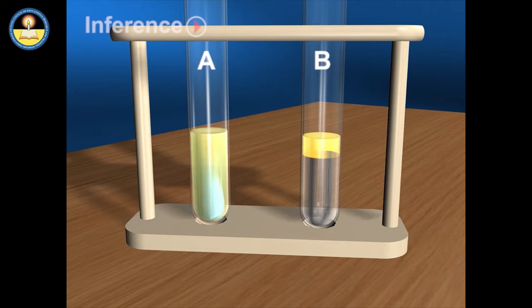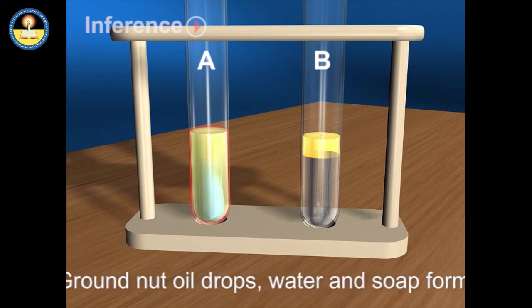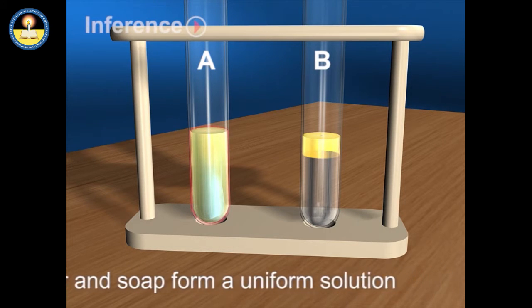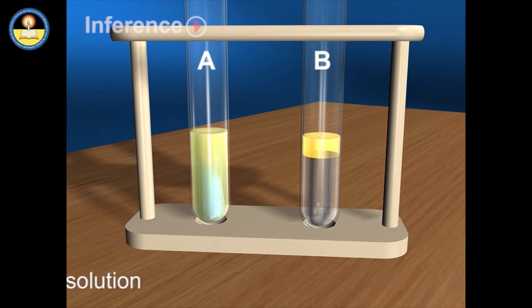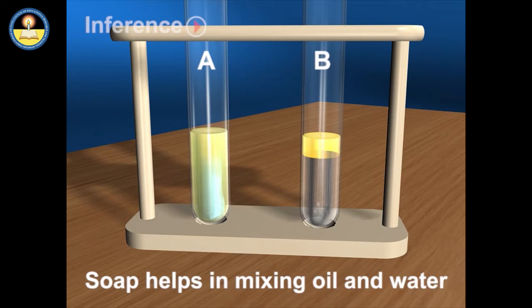In the test tube A, we find groundnut oil drops, water and soap form a uniform solution. We are not able to see groundnut oil drops floating on the surface of the solution. So, we infer that soap helps in mixing oil and water.